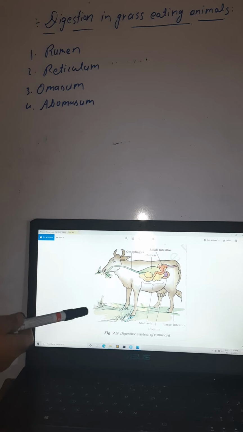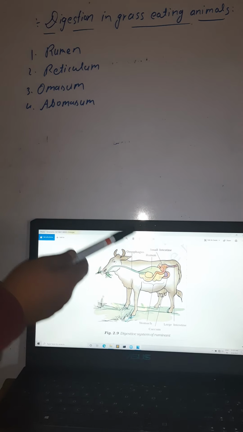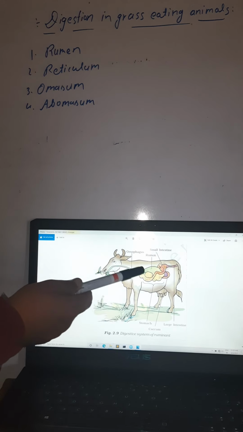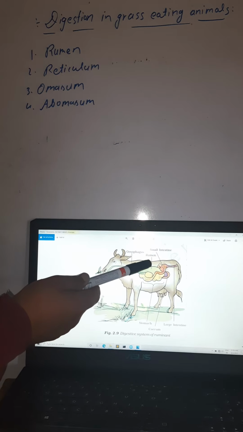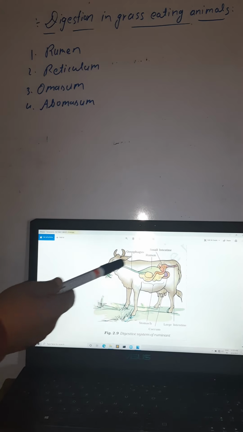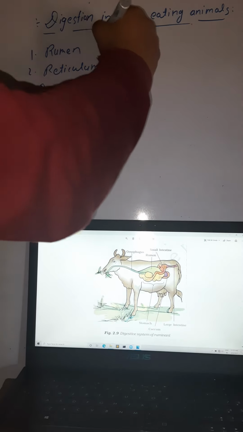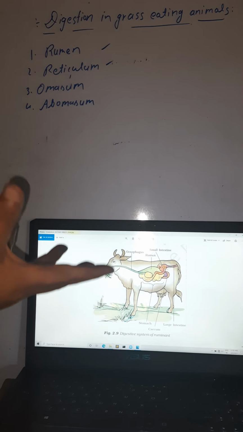As you give grass to a cow, it directly swallows it, and the grass goes into the rumen part of the stomach. Then it goes into the reticulum. So the grass first goes into these two parts, the rumen and the reticulum. Partial digestion takes place in these two parts.